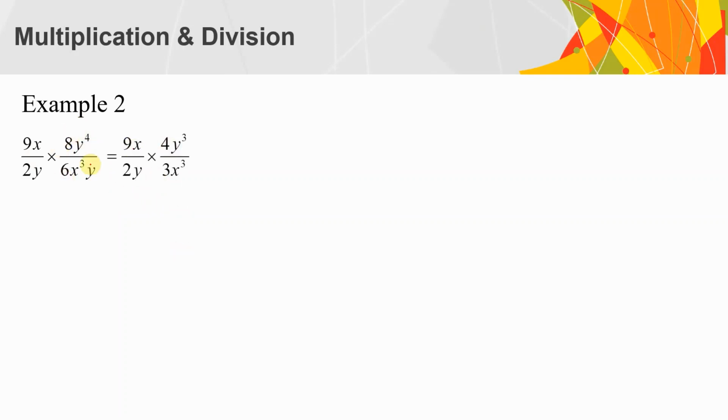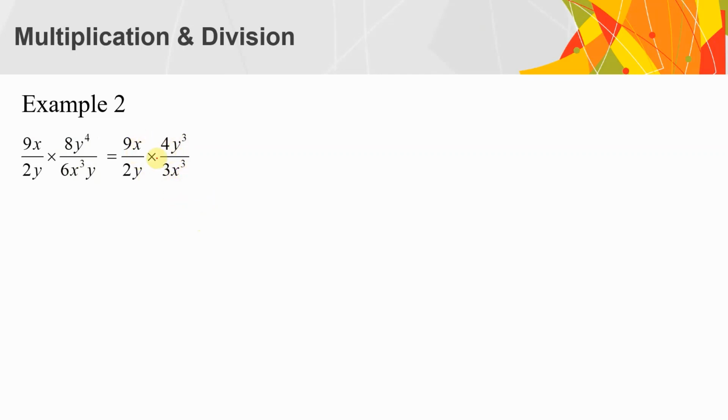First, we try to simplify top and bottom. 8 and 6, we divide by 2, we get this. For y to the power of 4 and y, we can divide, so the power is subtracted by 1, 4 becomes 3, and this y is no longer present. So we rewrite everything.